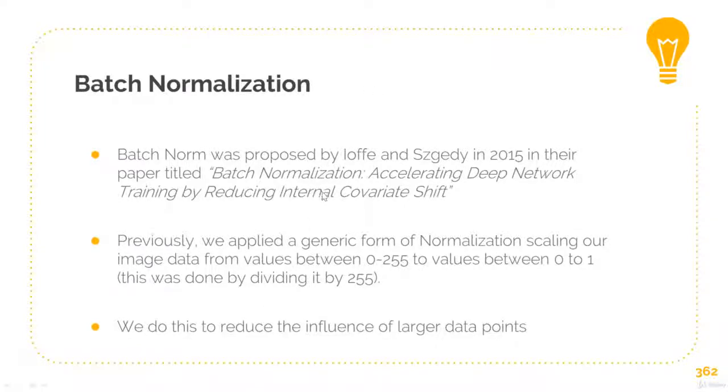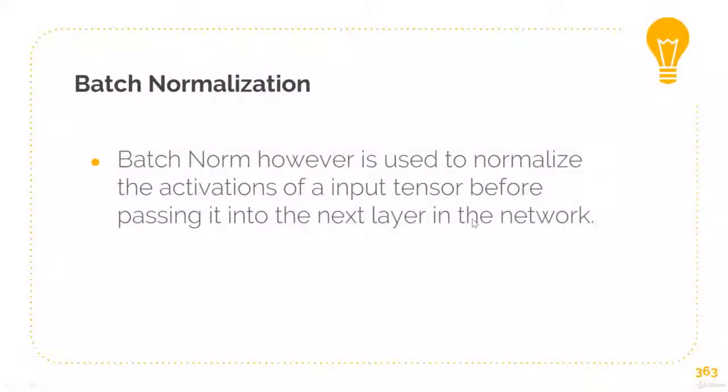An example of this being a problem: in images you may not foresee this happening because everything is basically pixels. But imagine you have a neural net where one of the inputs is weight and the other is height, and the height is in feet and weight is in pounds. Weight is going to have much larger input values, so you have to standardize those values. Batch norm, however, is used to normalize the activations of an input tensor before passing it into the next layer of the network. You'll see what this means shortly.